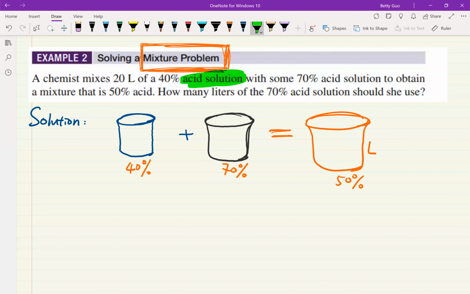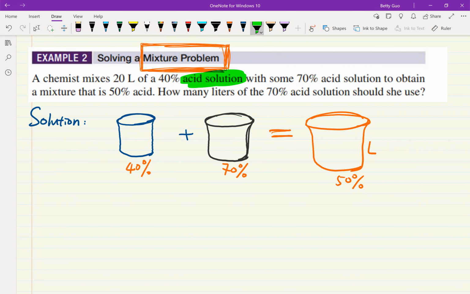So this chemist mixes 20 liters. A mixture means they pour different density stuff in the same jar to make a new type of solution. So 40% acid solution with some 70% acid solution to obtain a mixture that is 50% acid solution. How many liters of the 70% acid solution should she use? Okay, mixture problem. Let me explain.